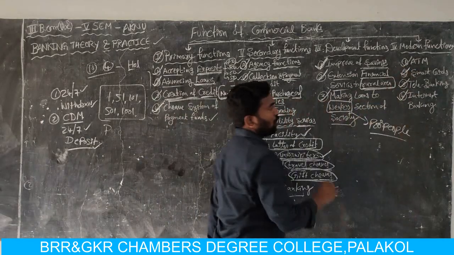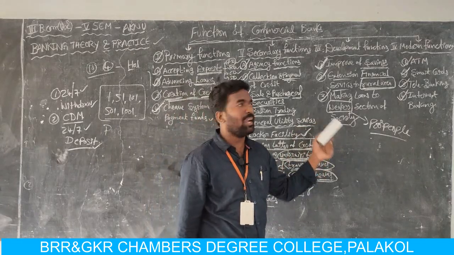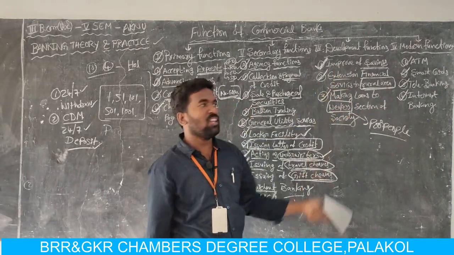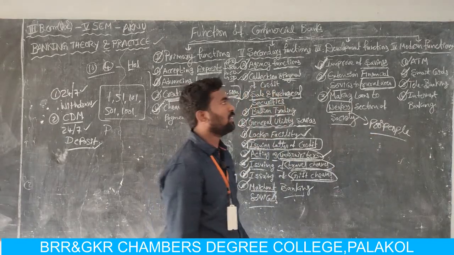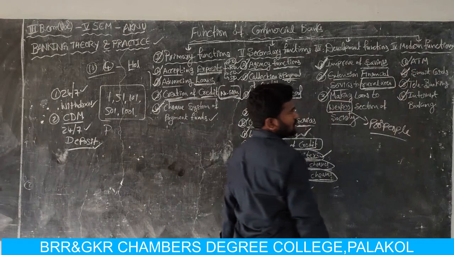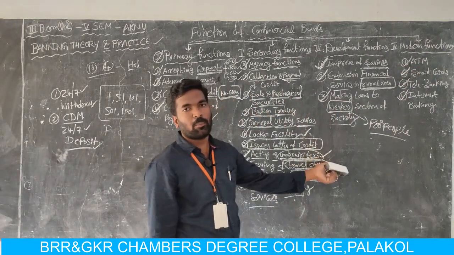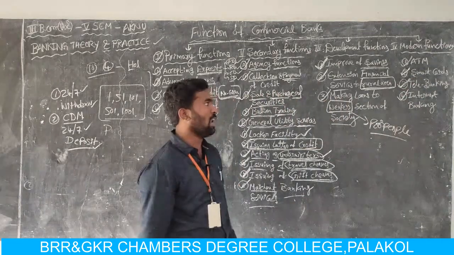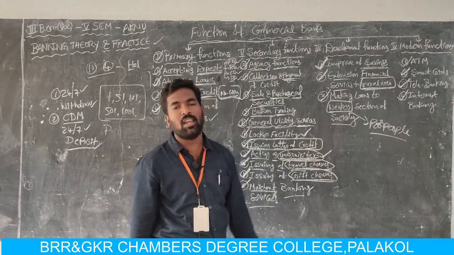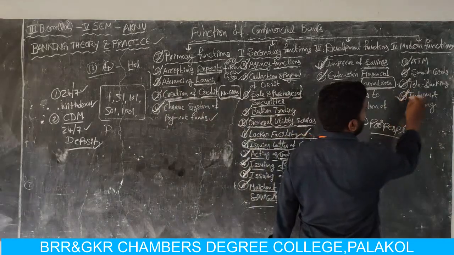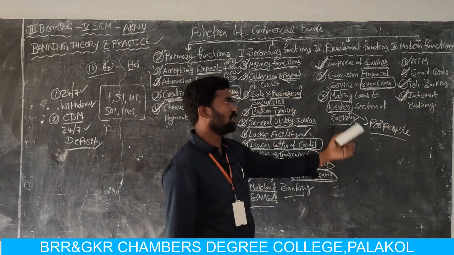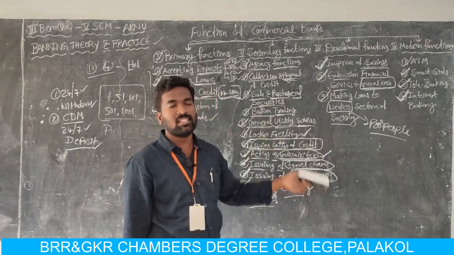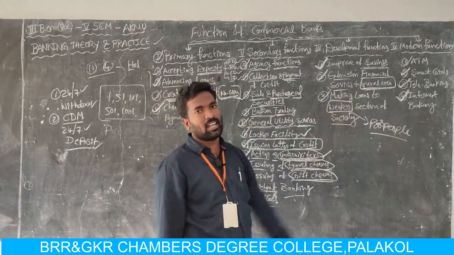Then modern functions. The first one is ATM, full form automated teller machine. You can deposit or withdraw through ATM anytime, anywhere. The second one is smart cards. Smart card means credit cards or debit cards, whatever it is. Using smart cards you can deposit and withdraw from ATM. Telebanking: a customer can know his account balance through a missed call, or a mini statement. Internet banking: using a smartphone, the customer can know his balance, mini statements, payments, whatever it is, done through internet banking.